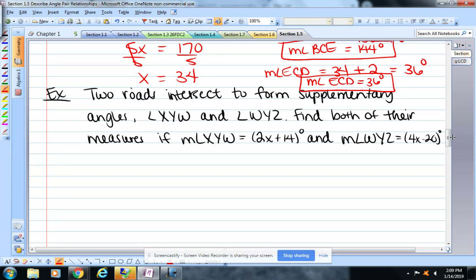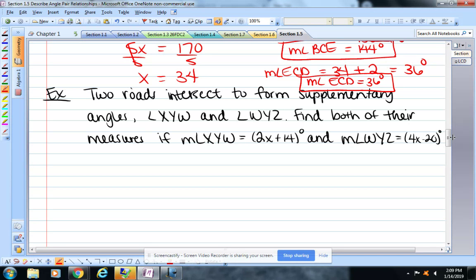Did we understand that last one? This is similar, except they just didn't draw me the picture. Okay? Similar, except they didn't give me the picture. It says 2 roads intersect. What does that mean, intersect? They cross each other. And they form supplementary angles. Clue word, supplementary. What does it mean? 180 degrees together. Okay? It says angle XYW and angle WYZ.